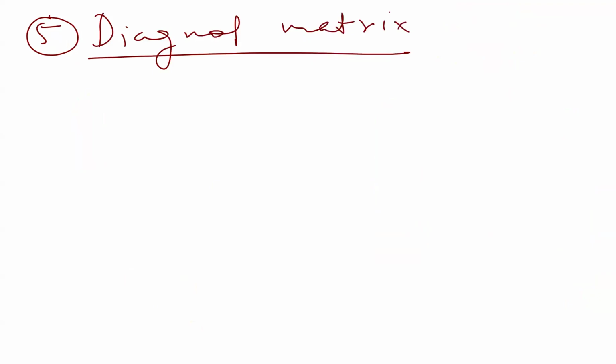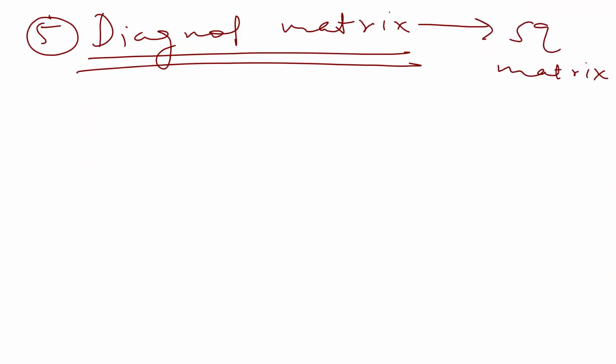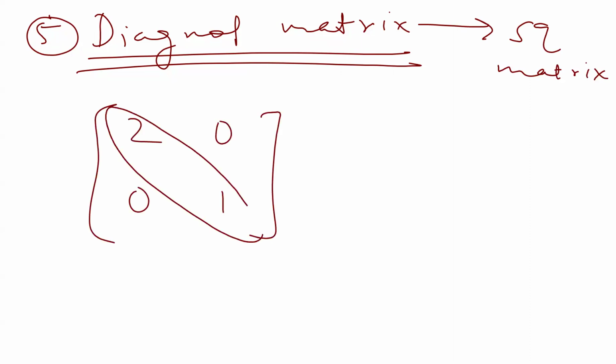Fifth one, diagonal matrix. First of all, a diagonal matrix has to be a square matrix. But this is a very special square matrix. Now this is the diagonal. For your syllabus, this is the diagonal. So the diagonal elements can be zero or non-zero.